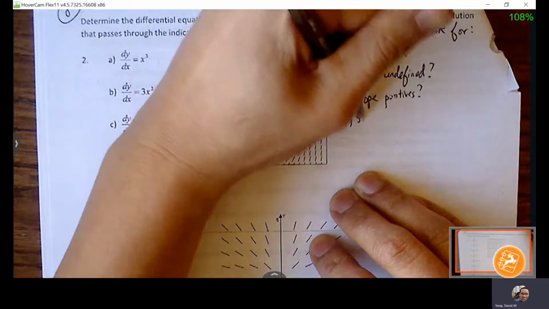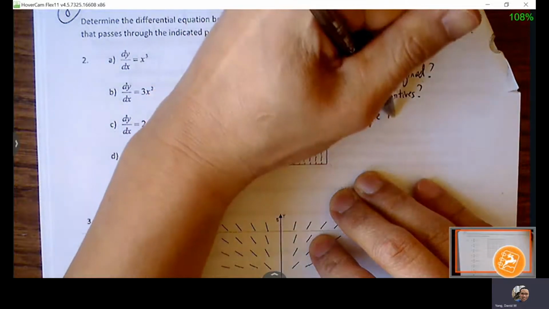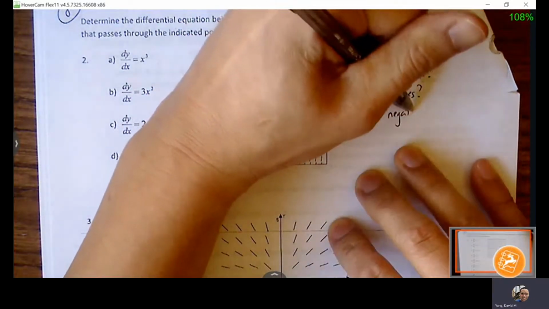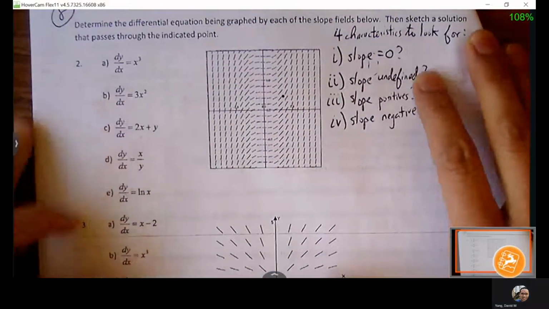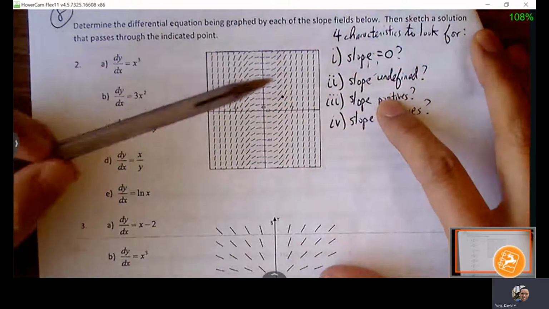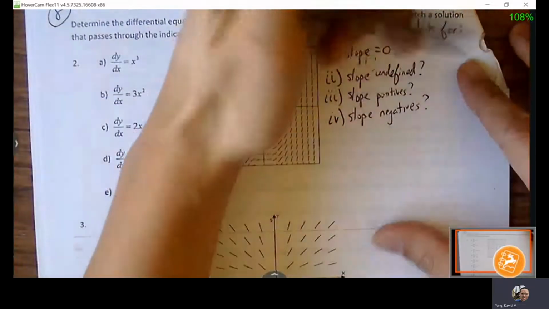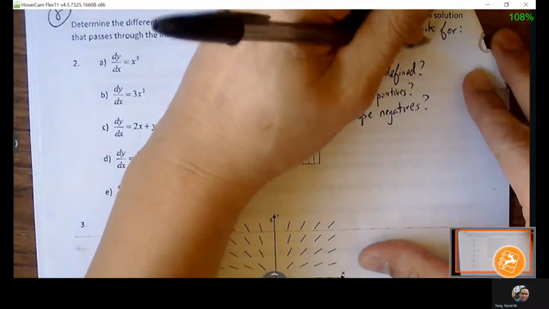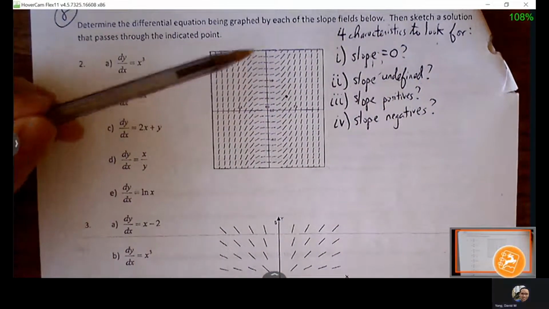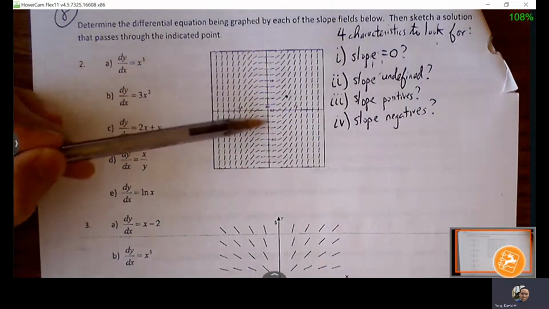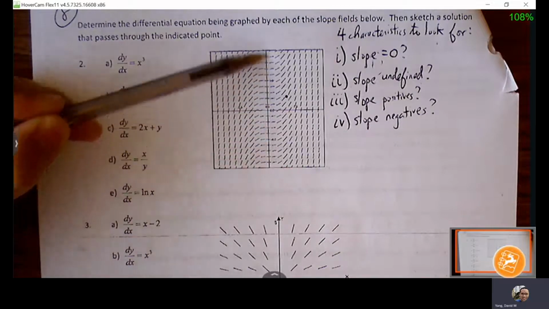And then do we see a collection of negative slopes? Can we make some general observations as to where we see negative slopes? Okay, so let's start with the first one here. Where do you see slope zero for this graph? More specifically, x equals zero, right? Right along that y-axis.